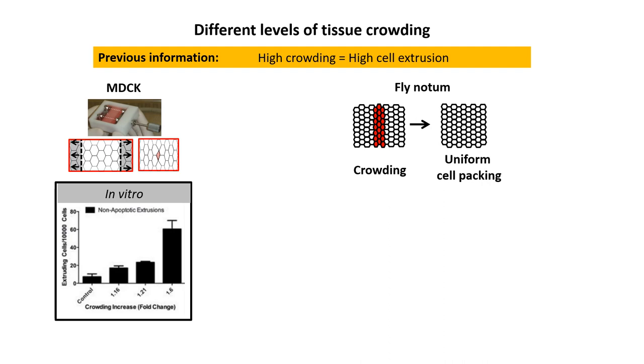Now I want you to take your time and, for an in-class assignment, think about how they would do it in Drosophila. How do you change in the fly the levels of crowding? Okay, so think about it. You can stop the video and think about it. You can even go to the paper and read it there and think a little bit.